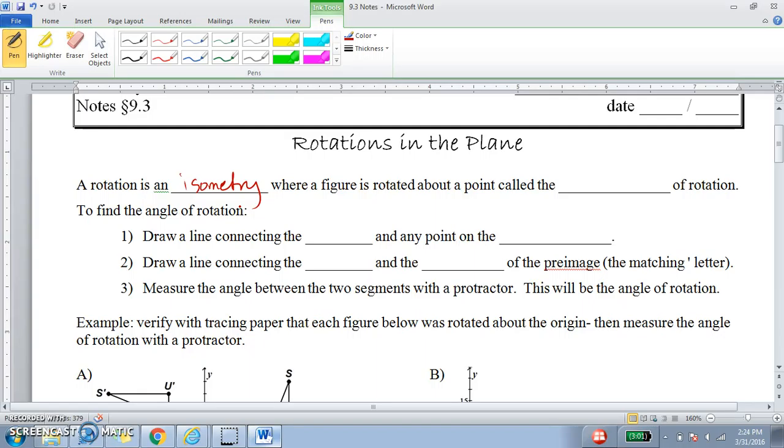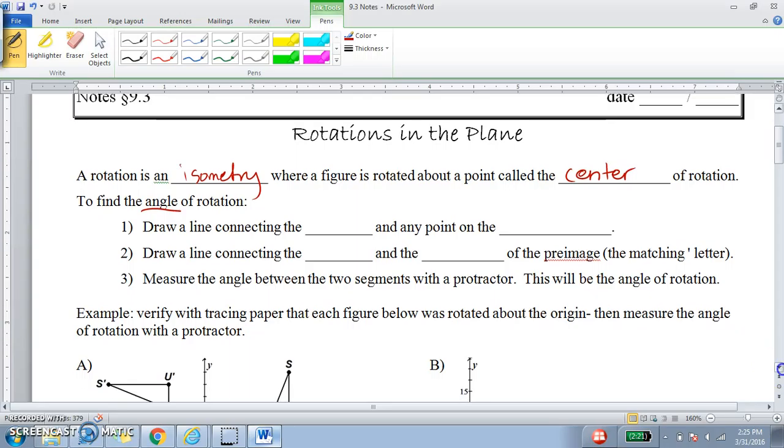So a rotation is an isometry where figures rotate around a point called the center. So we call this the point of rotation where we're rotating around. We call that the center point. We also rotate by a certain angle. So I rotate around a point by a certain angle, 90 degrees or 180 degrees or 360 degrees or whatever.